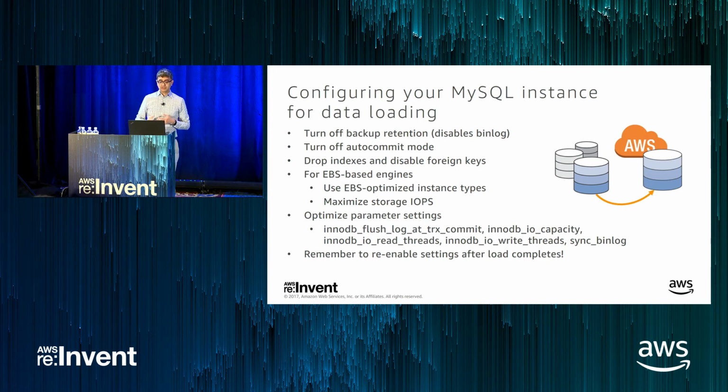And when you're doing these bulk uploads, some of the techniques that we suggest is to turn off backup retention, to disable bin log replication, turn off autocommit, drop your indexes temporarily. It may make sense, based on what you're trying to do, to rebuild the indexes after you've done your load. This is especially true if you're loading each of these files into separate partitions, for instance. You can disable foreign key checks. That may be necessary because you're loading data into multiple tables of a parent-child foreign key hierarchy. If you're using an EBS-based engine, you would want to maximize your storage IOPS configurations. Similarly, there are certain parameter settings that you would want to tweak, things like flush log at transaction commit, your write threads and your read threads.